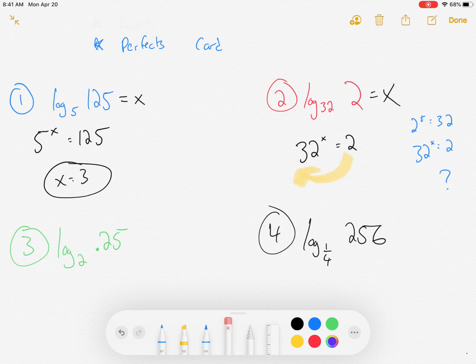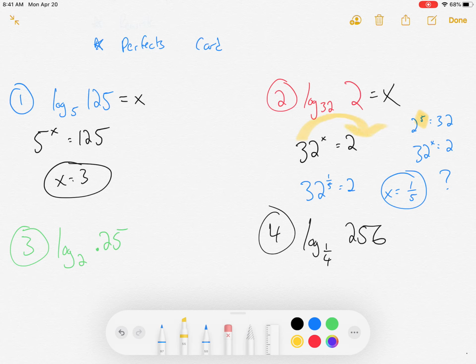So that means 32 to the what power is 2? Well, what we can do is just write it as a fraction. So we can write this as 32 to the 1/5 power. All I did was take this number and flip it. 32 to the 1/5 power equals 2. That means x equals 1/5.